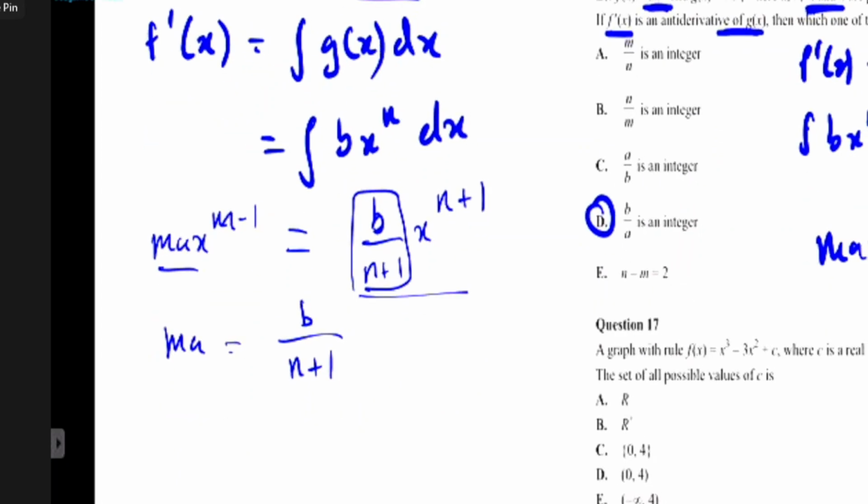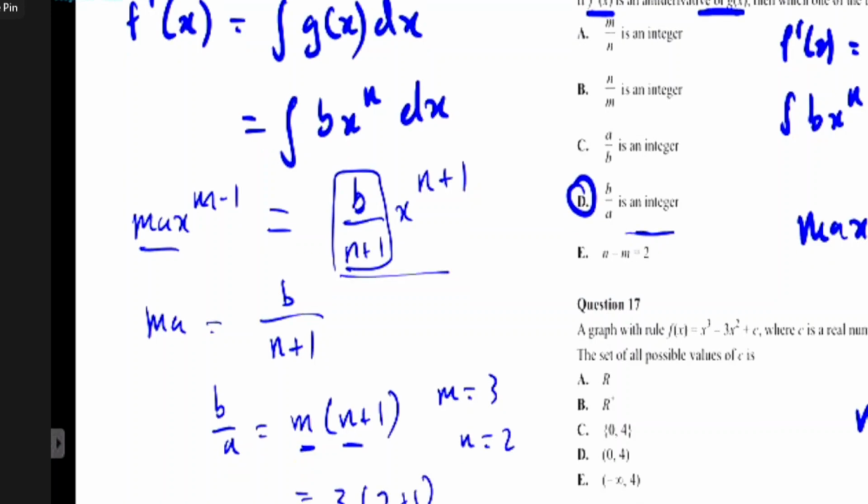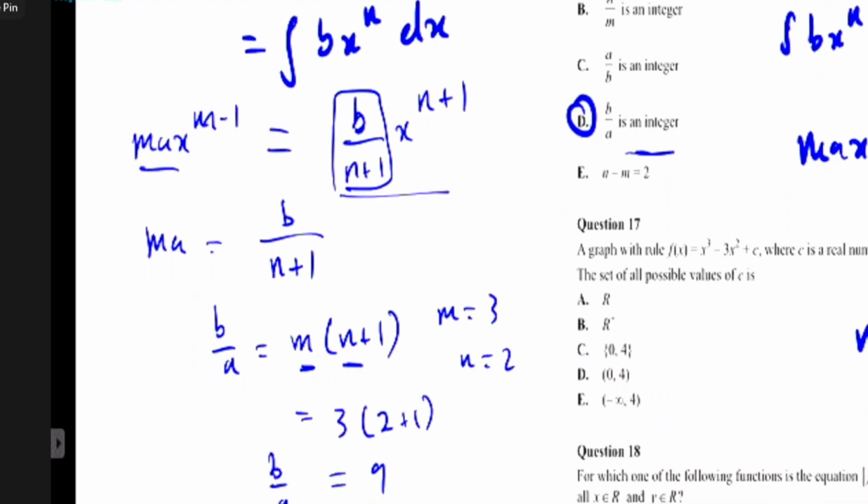If we were given these four options, I wanted to try and find something that's close to this. So b divided by a is equal to m times (n+1), and m and n are integers. So let's say m is 3 and n is 2. 3 times (2+1) is just 9. So that's an integer as well. So b divided by a is an integer. Is that better?